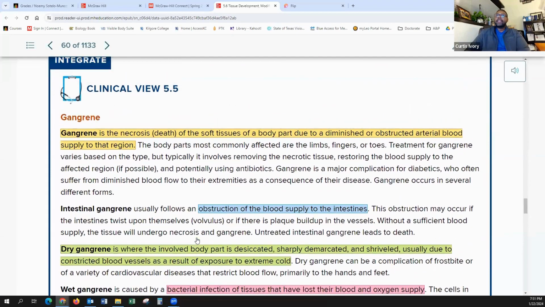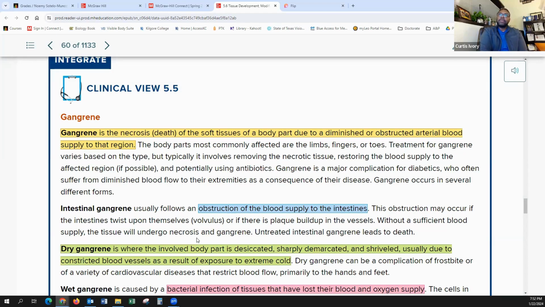So gangrene is actually necrosis or cell death of soft tissues of the body parts. You have different types. You have intestinal gangrene, which is obstruction of blood supply to the intestines. So if you obstruct any blood supply of any organ, tissue is going to start dying because you're not getting the proper oxygen or glucose. And if you don't get oxygen or glucose, you can't make ATP. Those cells don't have energy or glucose. They start to die.